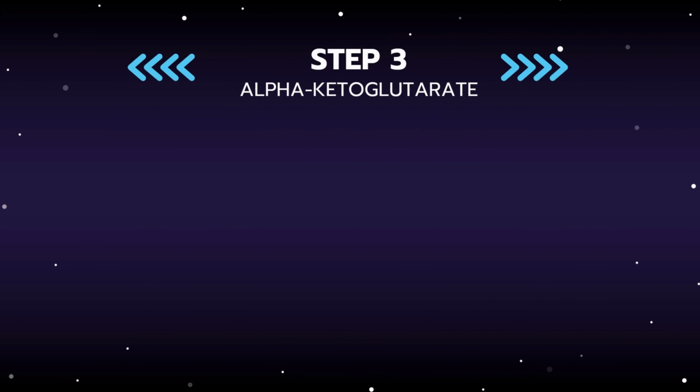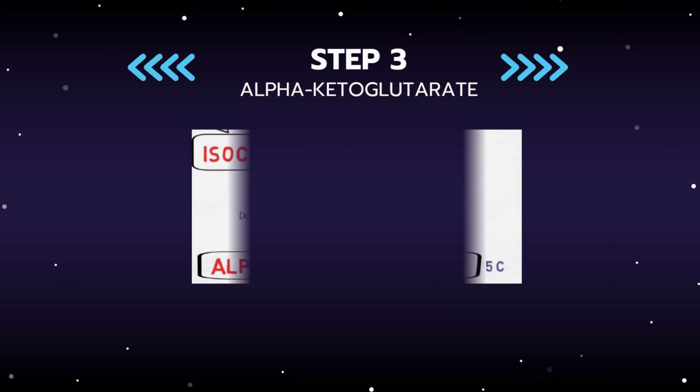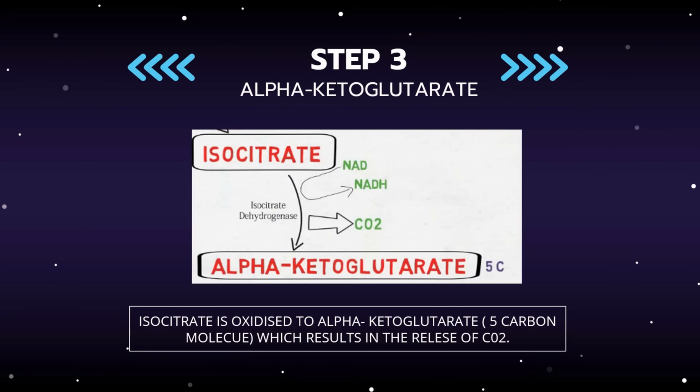Step 3, isocitrate undergoes dehydrogenation and decarboxylation to form 5-carbon alpha ketoglutarate. A molecule of carbon dioxide is released. Isocitrate dehydrogenase catalyzes the reaction. It is an NAD+ dependent enzyme. NAD+ is converted to NADH.